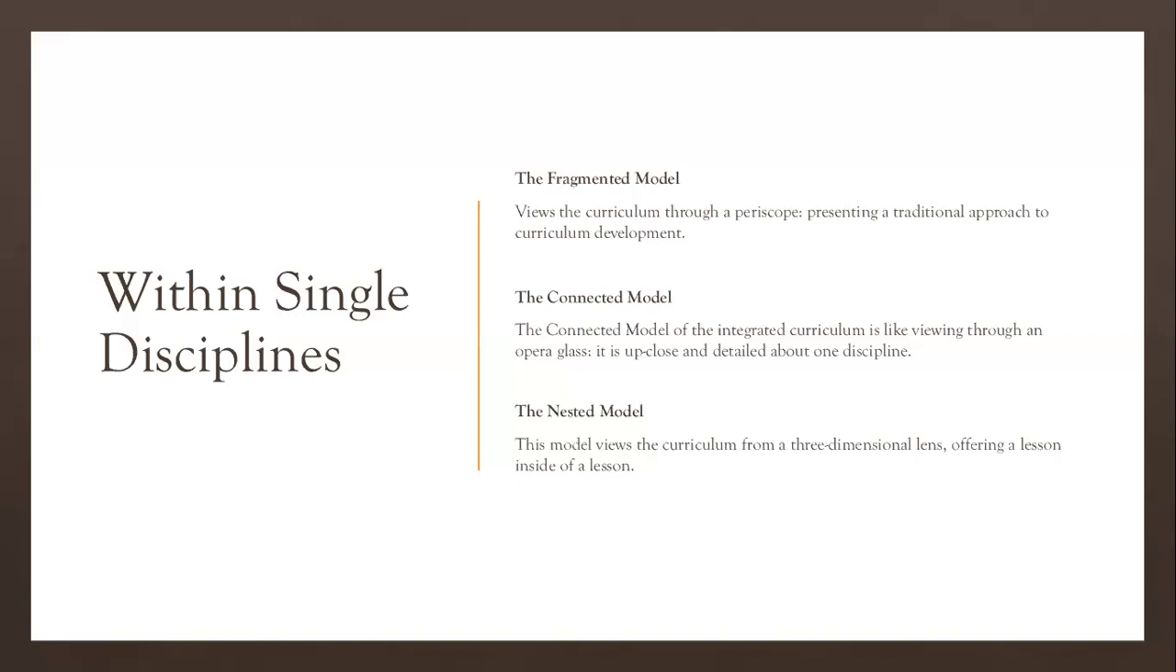Now we have the nested model. For the nested model, we are comparing that to a three-dimensional lens. And so it's basically an educator offering a lesson inside of a lesson. So within each subject area, the teacher really targets multiple skills. So it could be social skills, or thinking skills, and content specific skills.